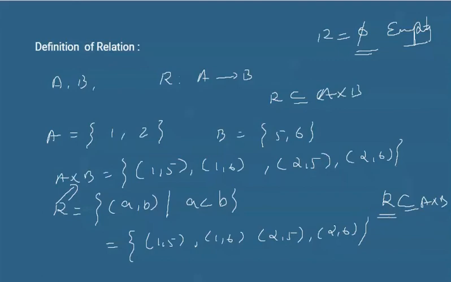Understood? So, what do you mean by relation? For any two non-empty sets A and B, a relation R from A to B is defined as a subset of or equal to A cross B. Sometimes there will not be any elements in R. In that sense, such a relation is called an empty relation. If R is equal to the complete set A cross B, then you can say R is a universal relation.